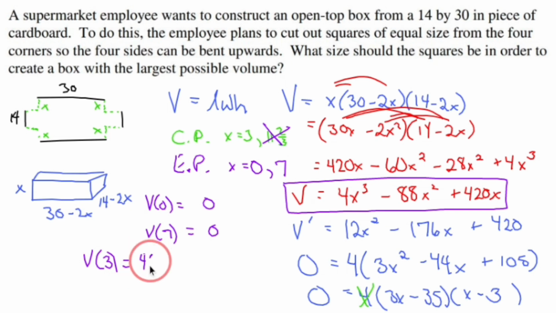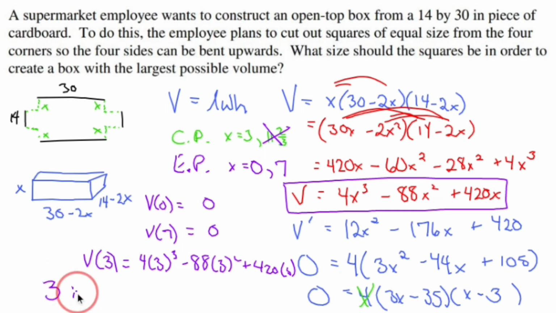4 times 3 cubed minus 88 times 3 squared plus 420 times 3. It's going to give me some number. And what it's asking here is you don't have to find that number. Just find the sizes of the squares in order to make it work. Well, 3 is going to be my guy. So 3 inches is going to be my answer.